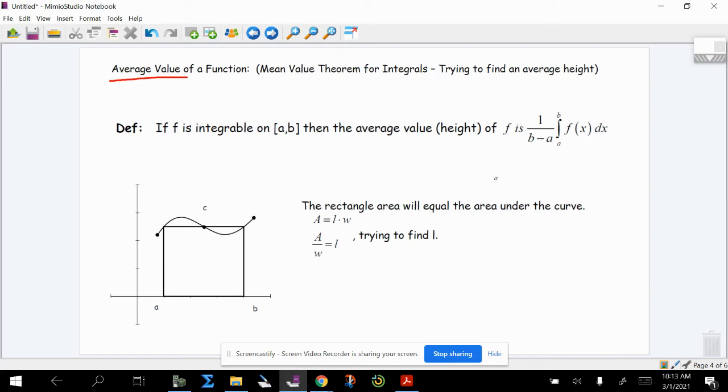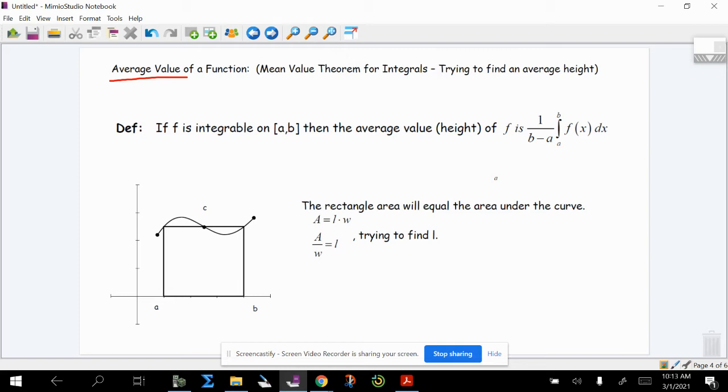Some calculus books call it the mean value theorem for integration, which is very confusing because then you confuse it with the mean value theorem. Luckily, the College Board does not do that. They use average value because it is a little less confusing. What average value is, it's finding the average height over an interval. So your answer is actually a y value. It's saying over the course of a given interval, how high is this function?